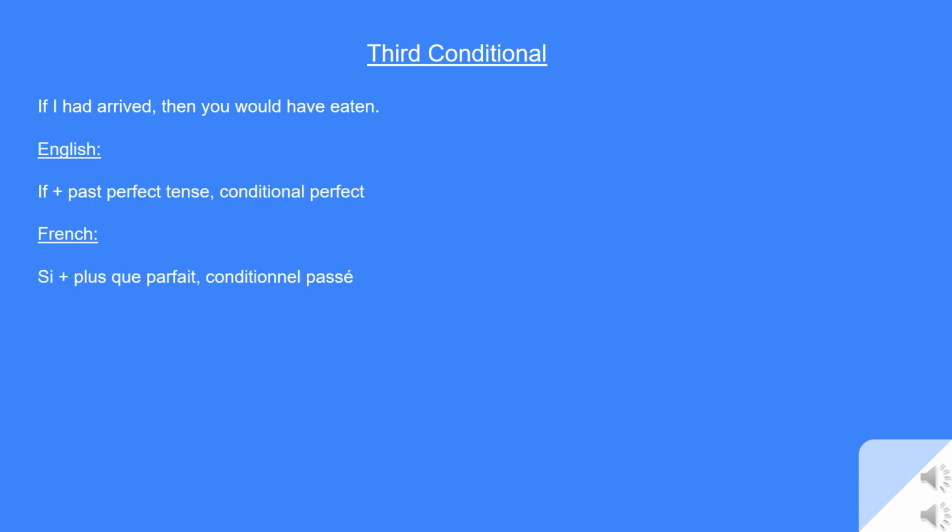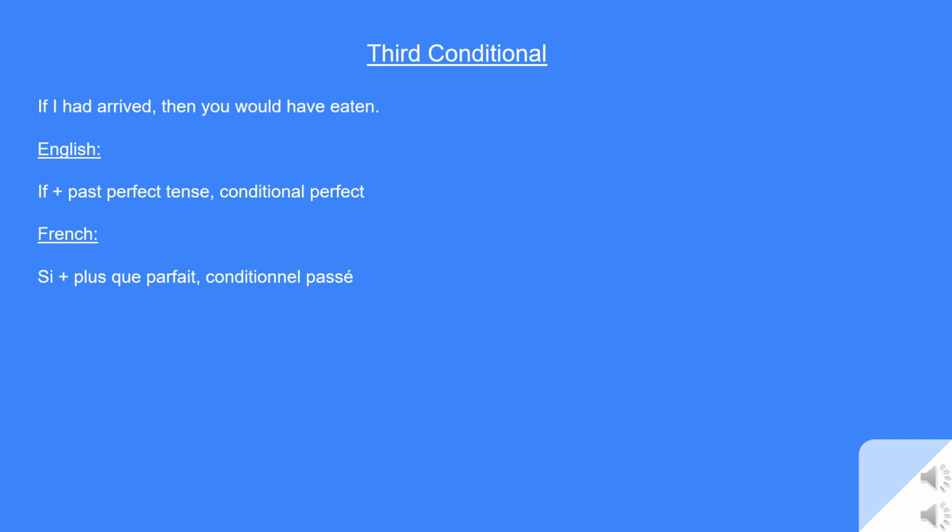The last set of examples here is again something that we would say in English. We could also say, if I had arrived, then you would have eaten. So this last version may seem to be the most complex, but again, we can just simply fall back on what we naturally say in English and convert it into French here. So the formula here that we can derive is if I had arrived, which is the past perfect tense in English, then you would have eaten, which in English we call the conditional perfect.